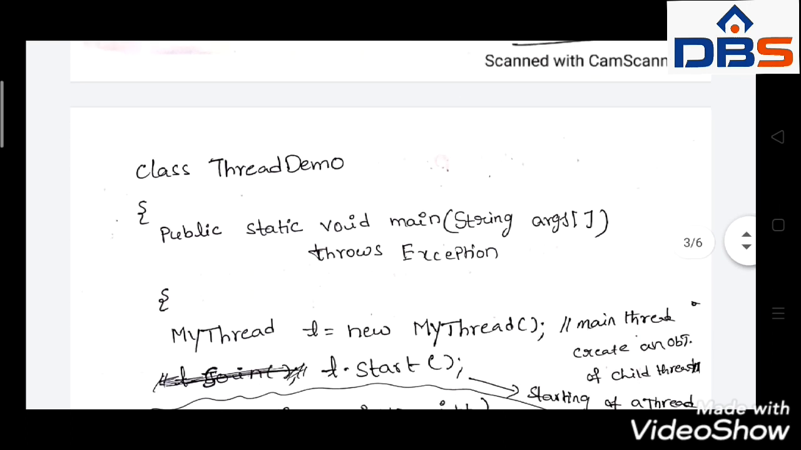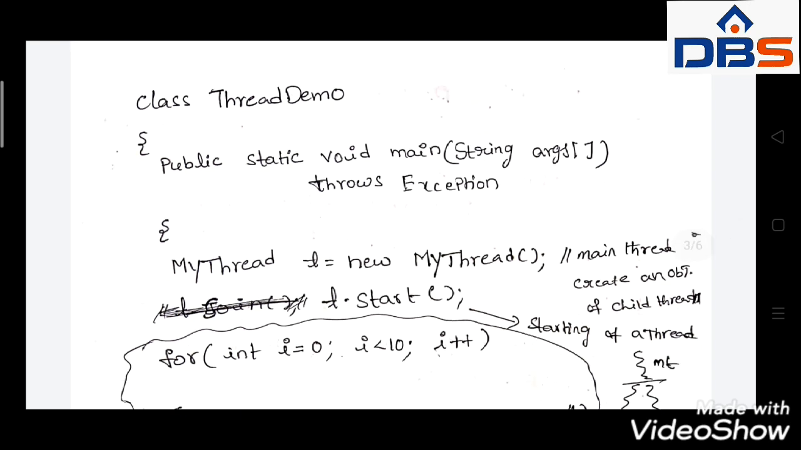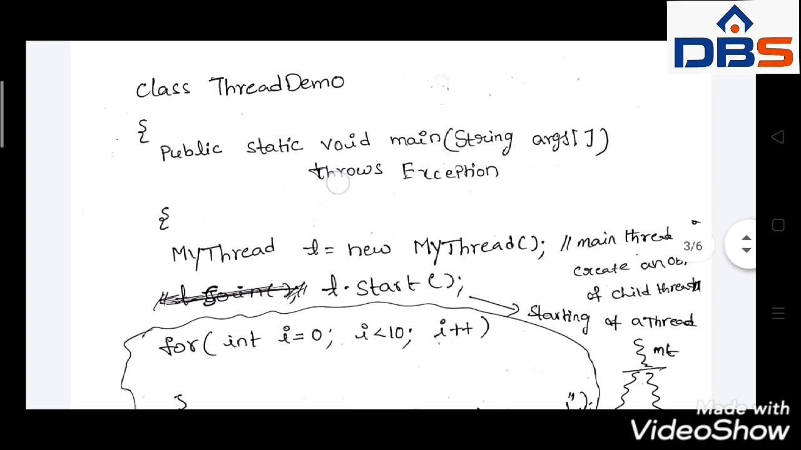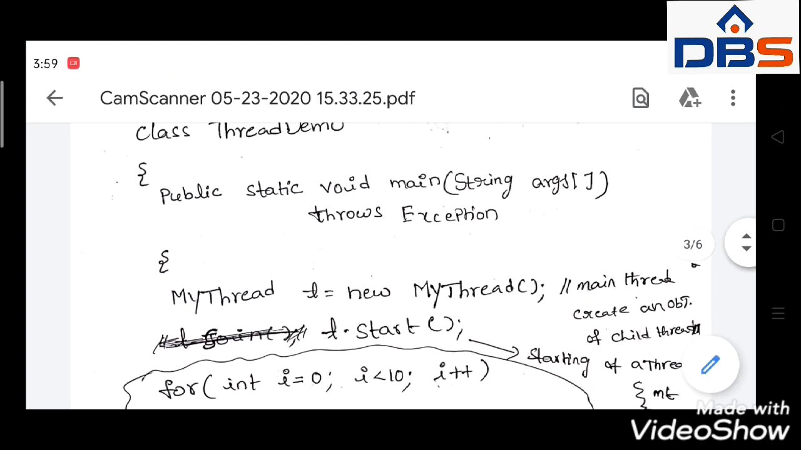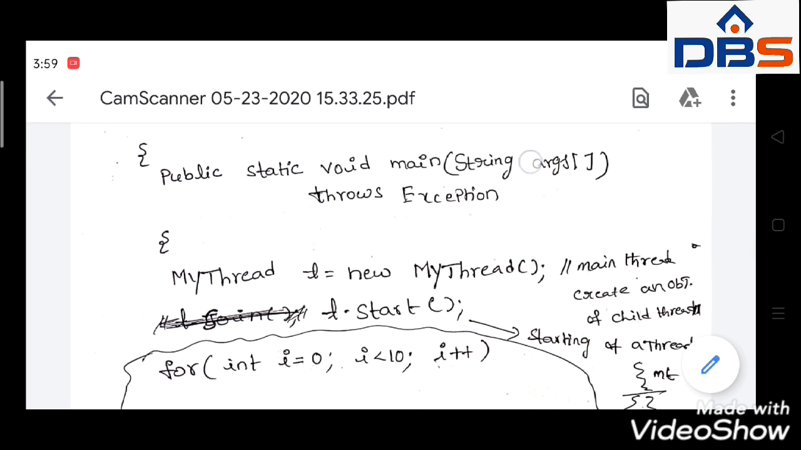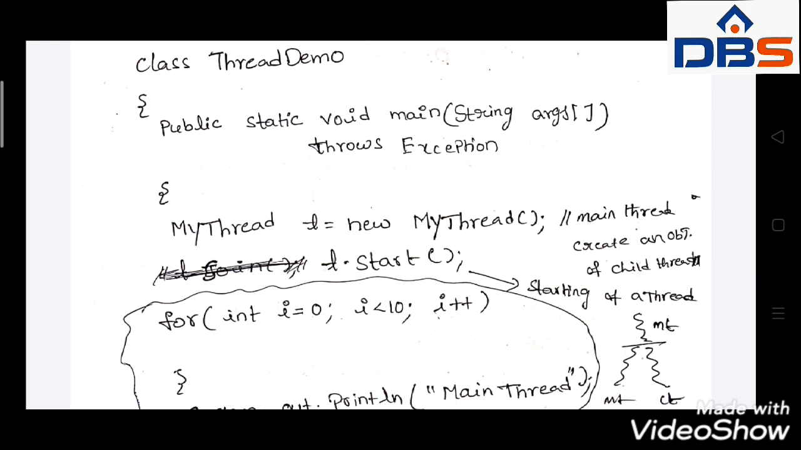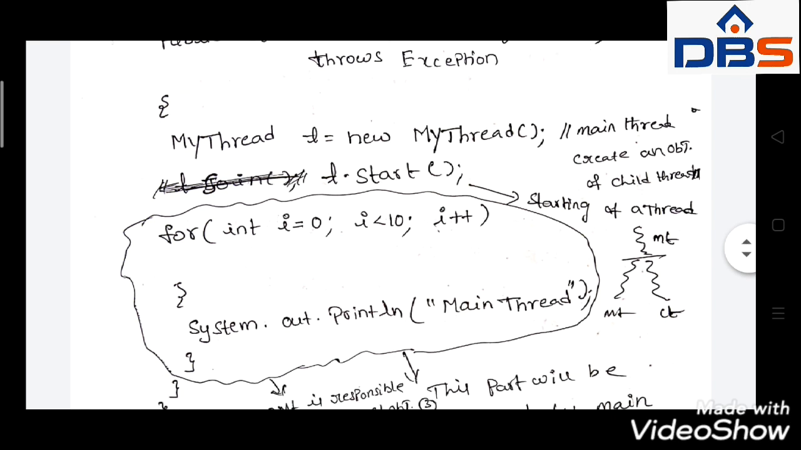Then we start class ThreadDemo. In this we start the main method: public static void main(String[] args) throws Exception. If any exception is available, it will be thrown. So here the main method is started. In the main method, we will create a thread object.